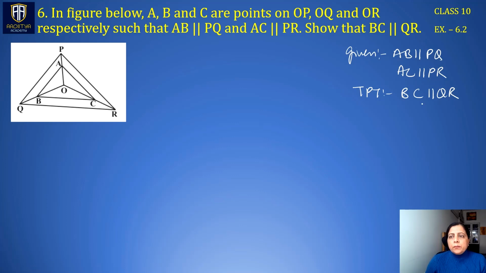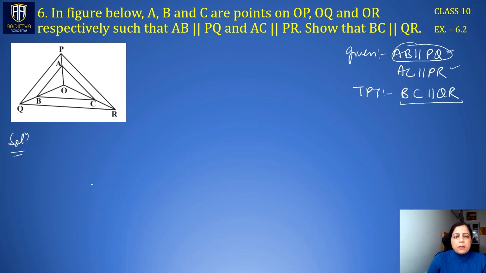Now see, keep this in your mind that BC is parallel to QR. We have to prove this. That means in the last we have to use converse of BPT. But firstly, we will be using BPT to derive results from these two parallel sides. So for solution, now check for the lines parallel.